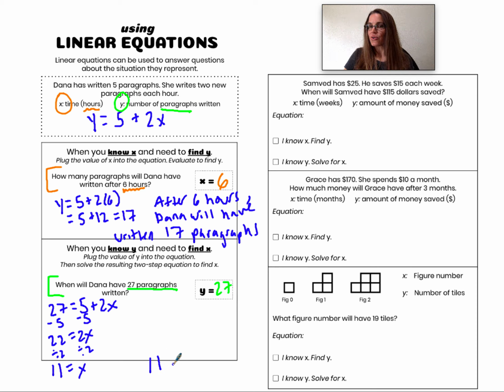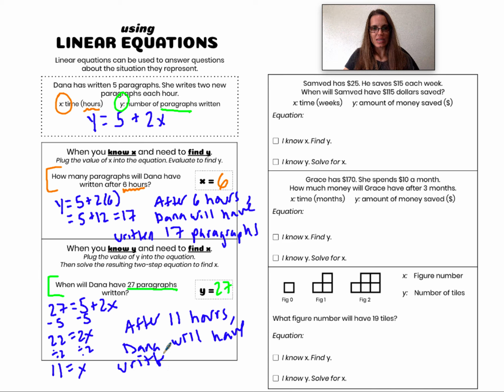Again, this teacher is not okay with just 11, but this teacher is okay with 11 hours. So number and unit. However, almost every other teacher is going to want this: after 11 hours, Dana will have written 27 paragraphs. So get into the sentence habit, it's good. But I'm okay with 11 hours.